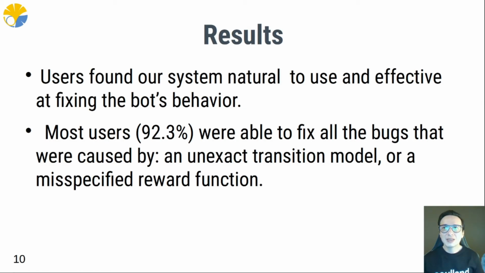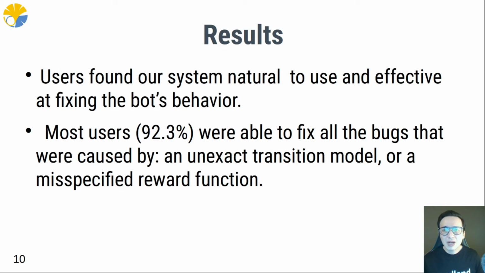We got pretty interesting behaviors. They were able to solve very specific errors that the bot made. The type of behavior that we got from the users, we couldn't achieve that kind of behavior just using reward shaping, for example. And another positive result is that most users were able to fix all the bugs that were caused by either an inexact transition model or imprecisions or uncertainty in the model, and the other one is misspecified reward functions.